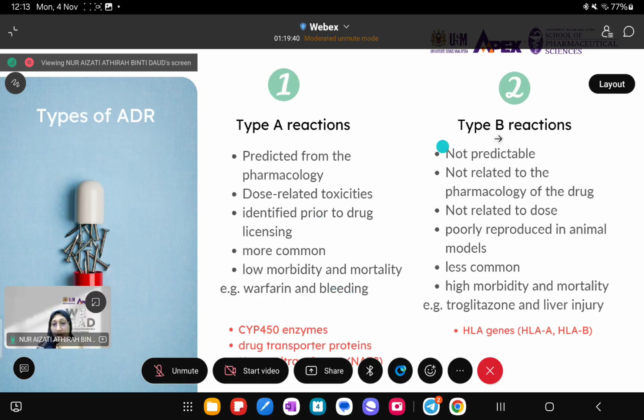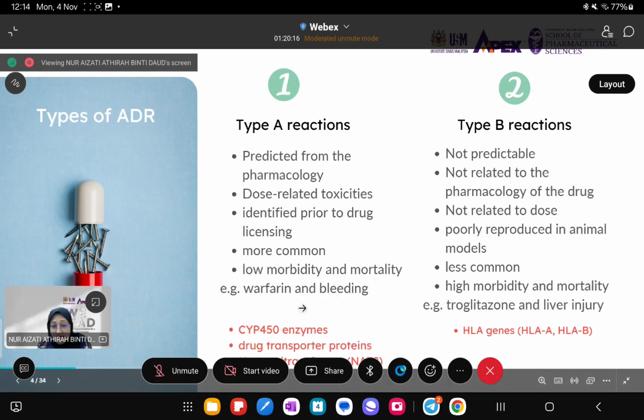Whereas the type B reaction is not predictable, not related to pharmacology, not related to dose, poorly reproduced, and less common, and high morbidity and mortality. And kita tak boleh predict from the drug punya mechanism of action. And usually it's not related to the dose. Maksudnya dose yang sama je with the other patients. The usual dose that all other patients would get, but this particular patient might develop that reaction. Also high morbidity and mortality.